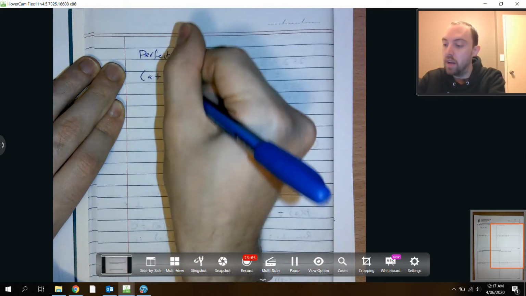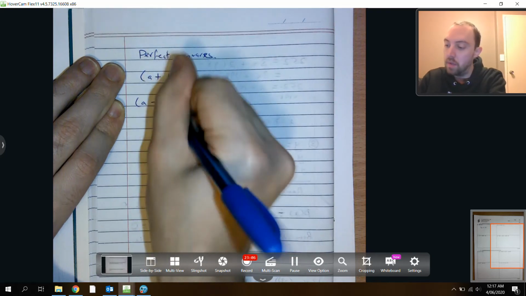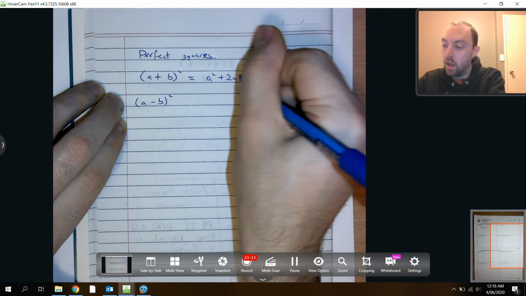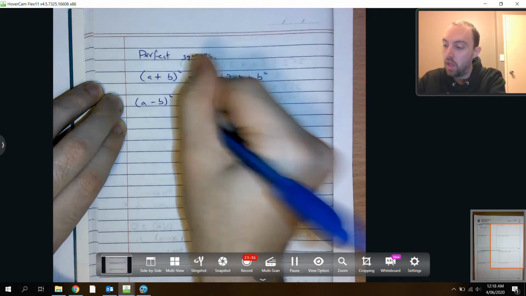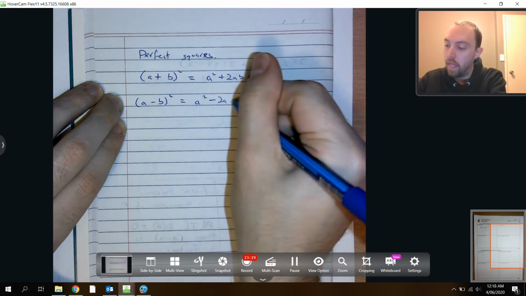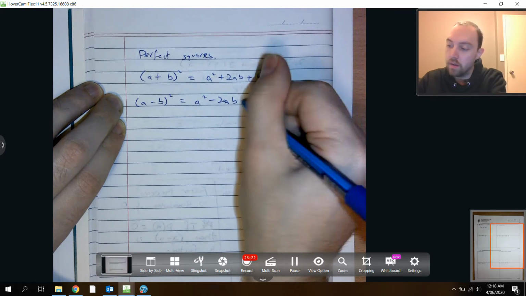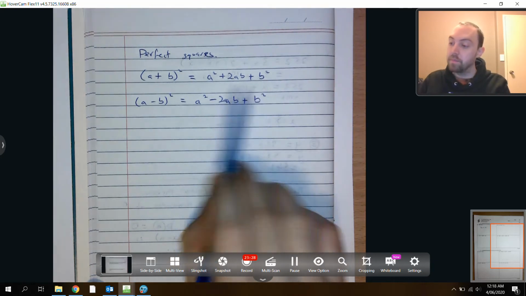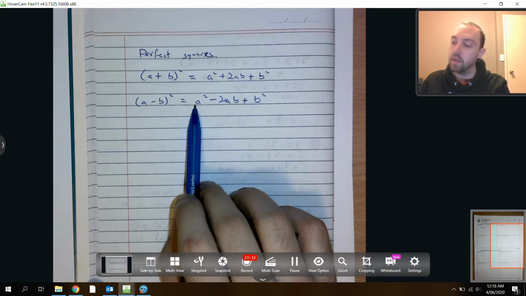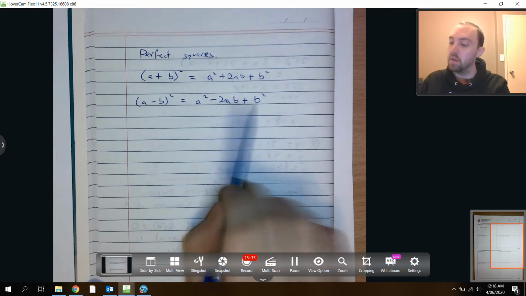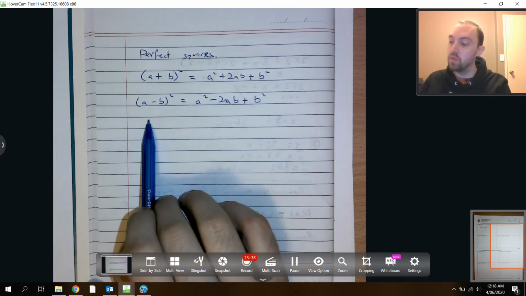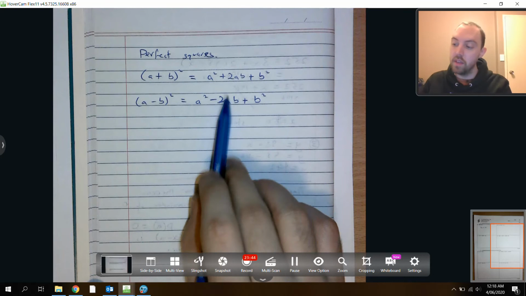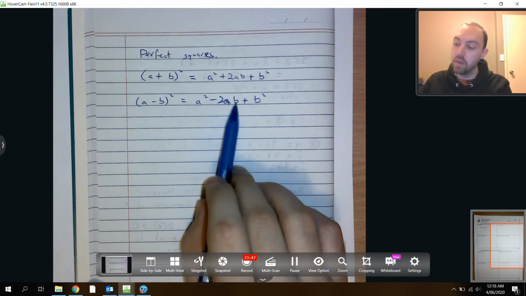Perfect squares, when you have a plus b squared or a take b squared, expand in this way. Okay, a squared plus 2ab plus b squared, or a squared take 2ab plus b squared, depending on what the sign is in between those two terms. So this is double a and b.